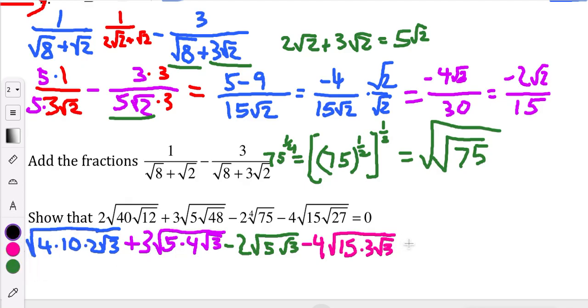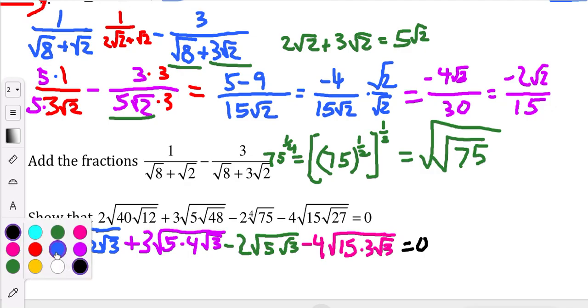Okay, and all this equals 0. Wonderful. This is a lot of steps. Wait, how did you get 3 square root of 3? Yeah, root 27 is 9 times 3, and so that's 3 root 3. Oh, yeah. Okay. All right.